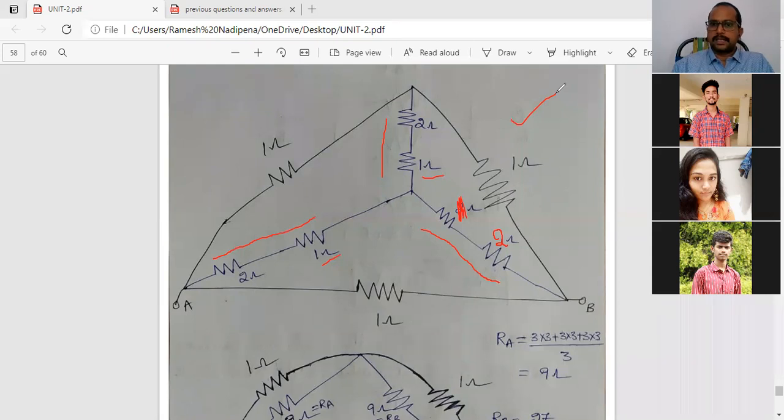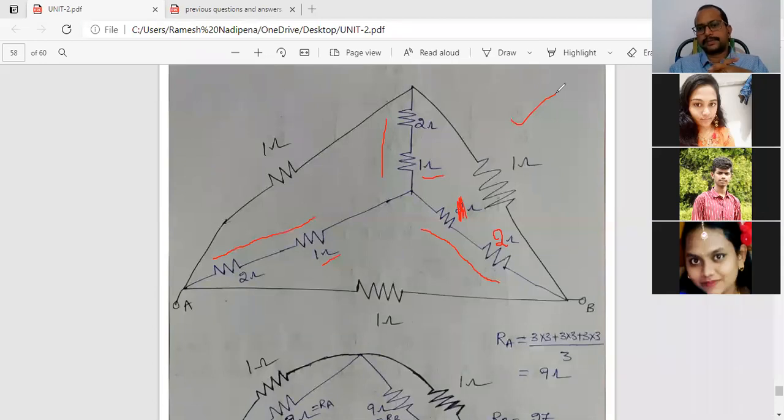Again, the star connected elements are similar. The next step is we have to convert star connected elements into delta connected elements. Star elements are similar, meaning 3 ohm, 3 ohm, 3 ohm. Now we need to convert star to delta. 9 ohm, 9 ohm, 9. Yes, excellent. Correct. It becomes 9, 9. That is the next step.